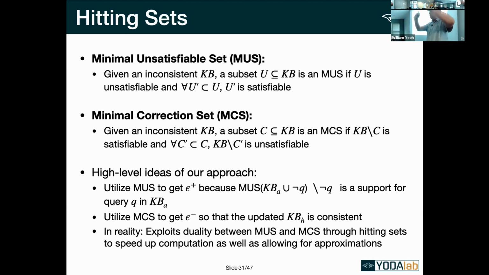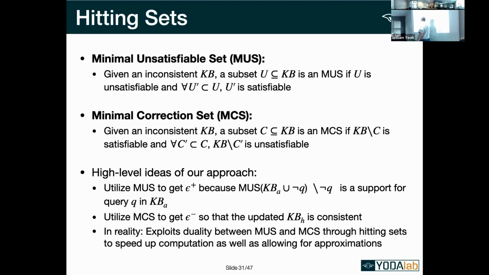So you can think about it, if I have a knowledge base, what is the cause for why not Q is inconsistent? And this subset is basically going to provide that information. So you can use MUS to get the support for queries, and that's essentially epsilon plus. And then once you put epsilon plus inside KBH, it could be inconsistent, right? And if it's inconsistent, I want to fix this. How do I fix this? I want to find some minimal subset to remove to fix it. And that's basically MCS, right? So I use MCS then to get epsilon minus.